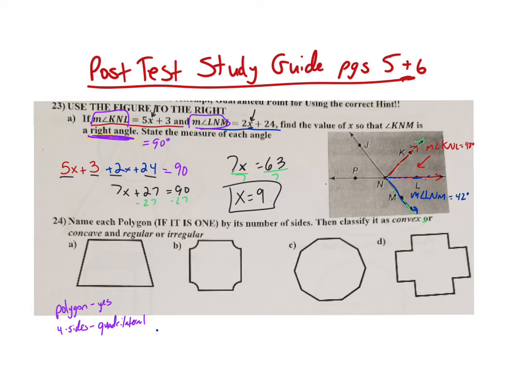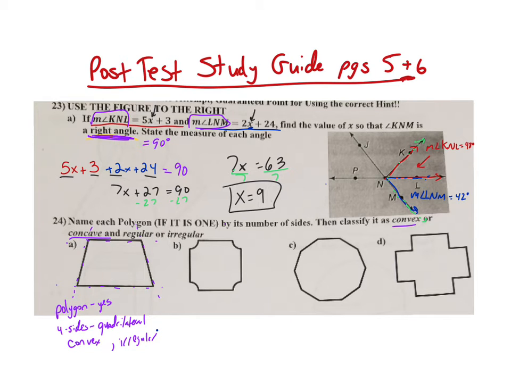All right. Now, is it convex or concave? It is convex. Now, the math reason is because if I were to extend all the sides, none of the extensions would go inside. Basically, what I say is it doesn't have any dents, right? It's filled. So there's nothing caving in. And it is not regular. It is irregular.